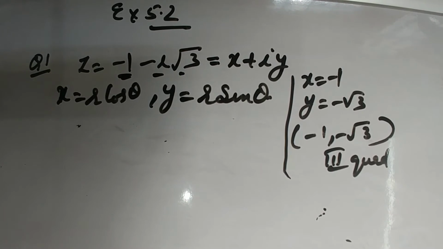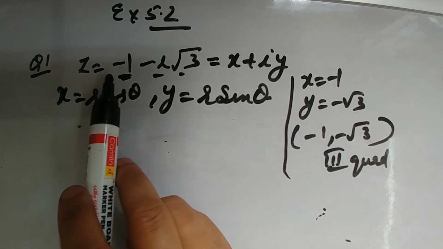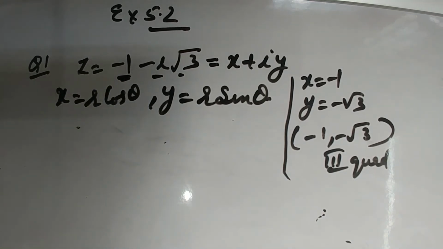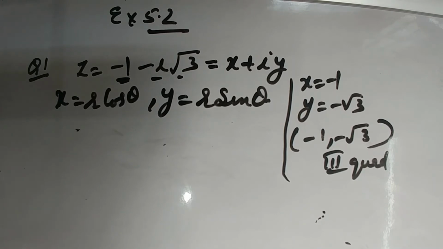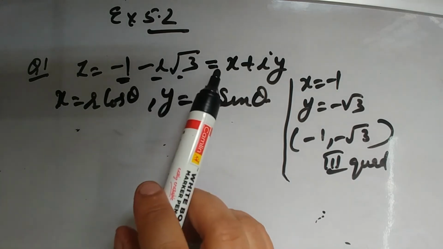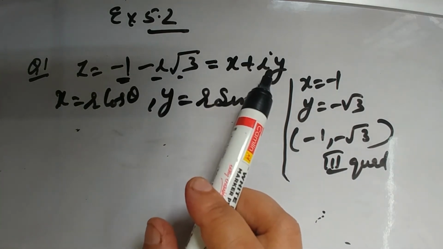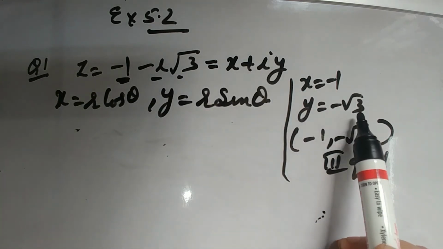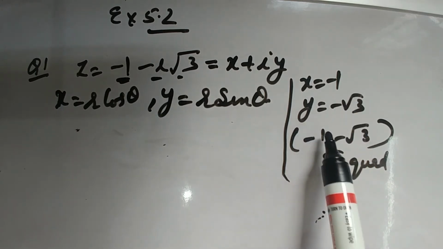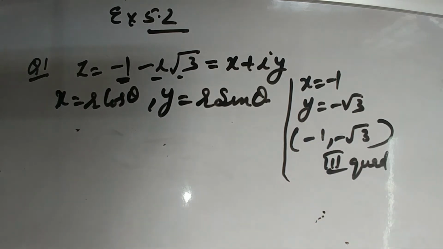Exercise 5.2, question number 1. Now here we are just supposed to find the modulus and argument, but one step ahead is the polar form. So z is minus 1 minus iota root 3, and we'll compare it with x plus iota y. We find x as minus 1, y is minus root 3, means the point is (minus 1, minus root 3), which is lying in the third quadrant.